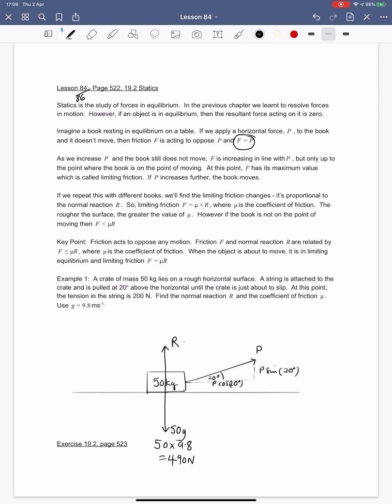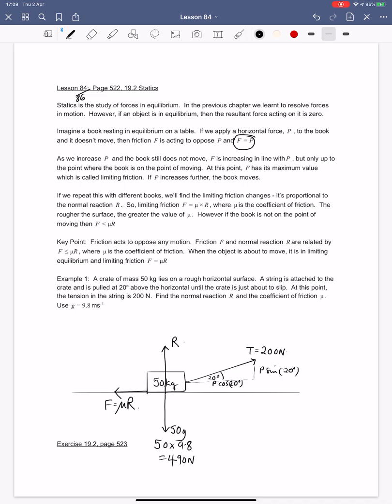At this point, the tension in the string is 200 newtons. So I can change that P to T for tension, which is 200 newtons. You can call it P if you want, but it's called tension, so I've changed it to T. Find the normal reaction R and the coefficient of friction mu. So the friction comes in here. Friction opposes the motion, so it's in the opposite direction from the pull, and friction is mu times R.